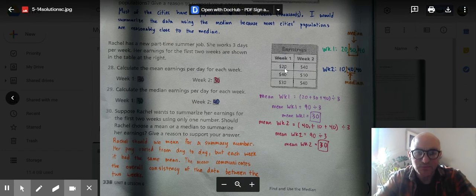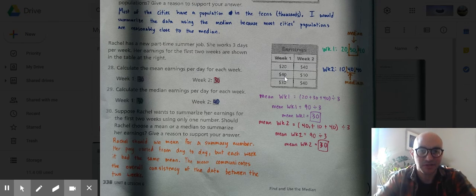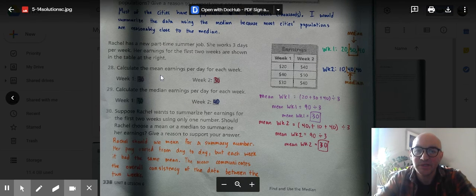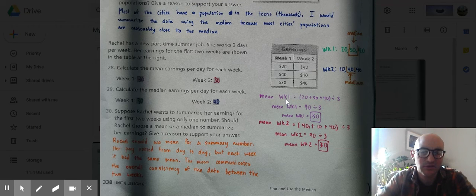So she works 3 days per week. So one day she made 20 bucks, another day she made 40 bucks, another day she made 30 bucks. That's all from week 1. And then similarly over here for week 2. Calculate the mean earnings per day each week for week 1 and week 2. So week 1 I did it here in this light purple. I add up my values from week 1, 20 plus 30 plus 40, get a total value of 90. I divide by 3 because there are 3 days that she's working.